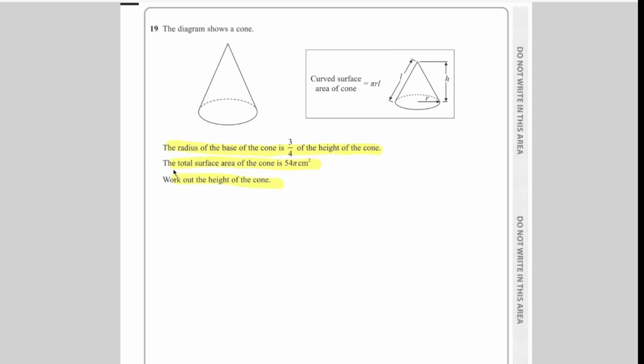Here, this is the hint. The total surface area of the cone is 54π square centimeters. This is the hint of the question. When a hint is given, we need to get the start from the hint. So let's get the start because this is the hint.